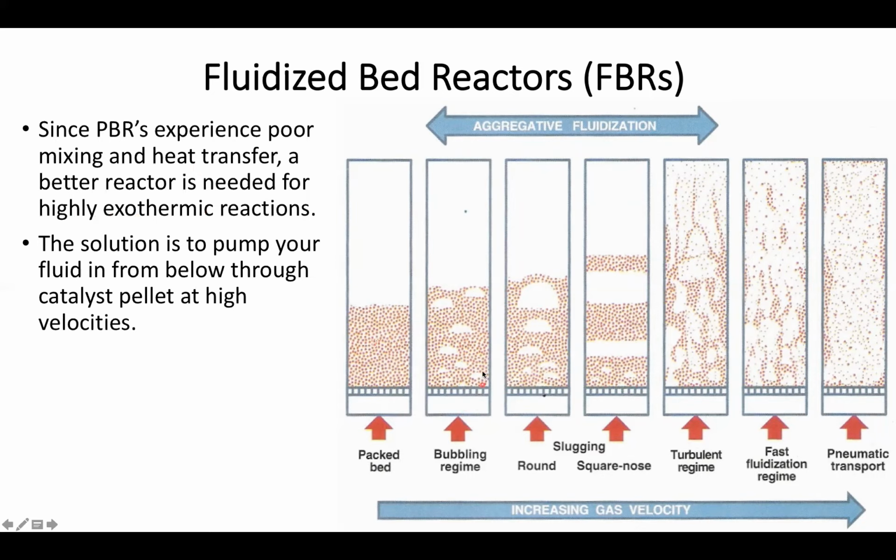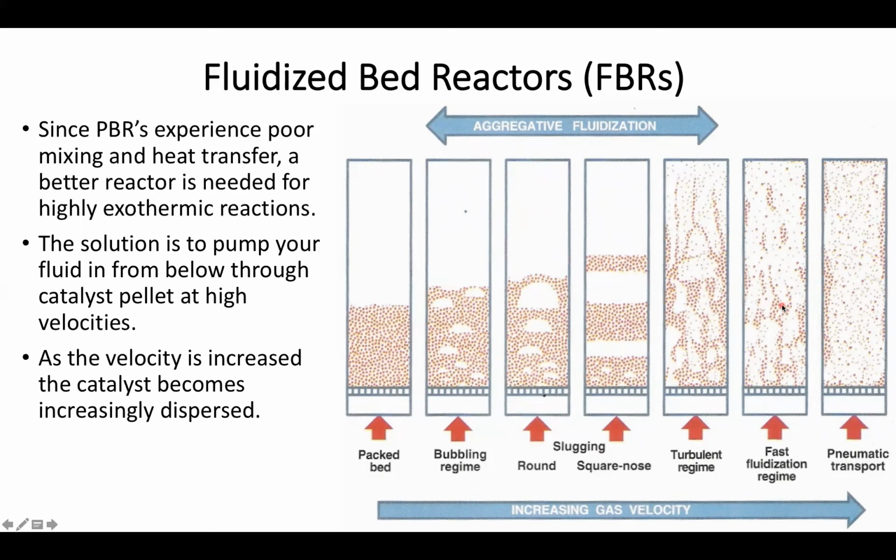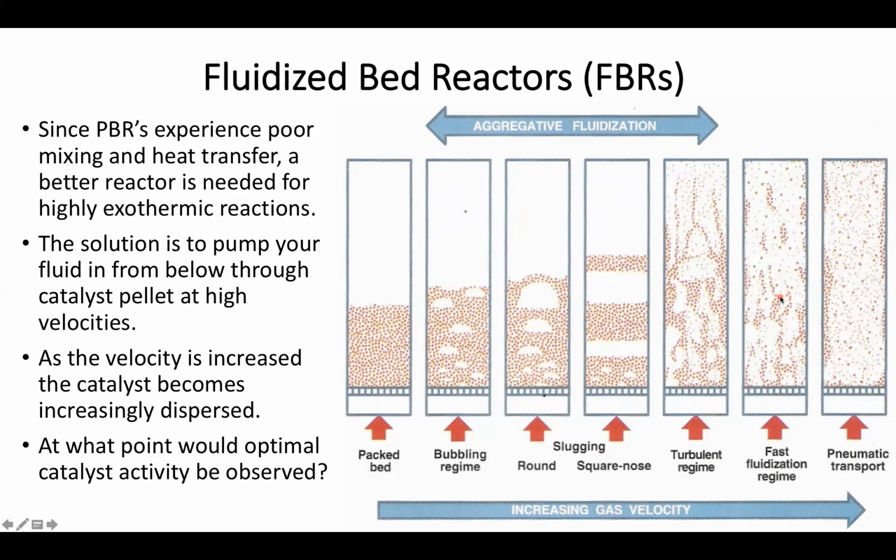At first you'd see some bubbling, which isn't going to be good. Then we'll see some formations of pockets, which will become bigger and bigger till we get to more of a turbulent regime. Now, the ideal point is to get this fast fluidization mixture where I now have a nice even mixture of my catalyst and my reactant, which is going to give me high surface area and thus high rates. So really, we're going to try and aim for this fast fluidization.